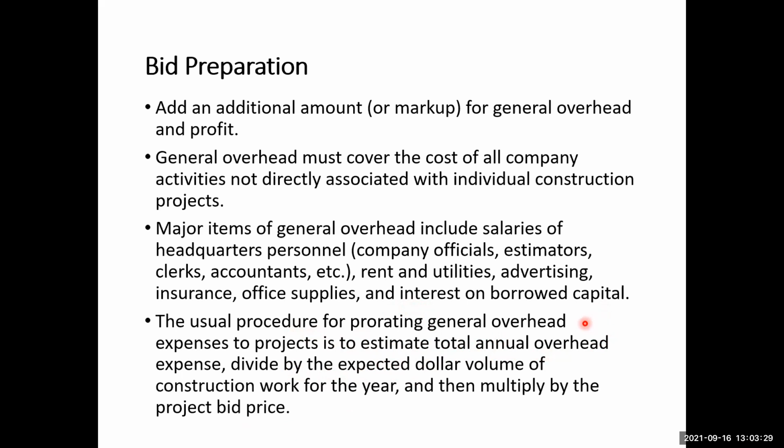Total value of all the projects, say maybe $10 million. So 1 million divided by 10 million, that means 0.1. That 0.1 will then be multiplied by the project's bid price. So for example, if this project is for $200,000, then 0.1 multiplied by $200,000, that is $20,000. Okay, so $20,000 out of that 1 million may be assigned to that project.